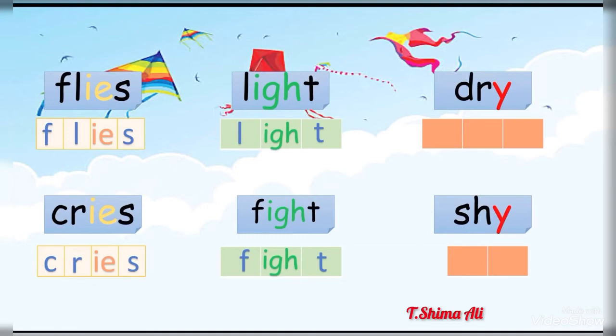Then number five. D, r, I. Dry. Dry. Then sh, I. Shy.